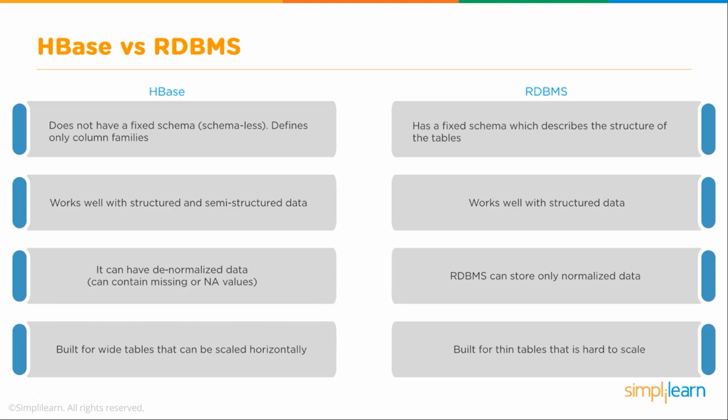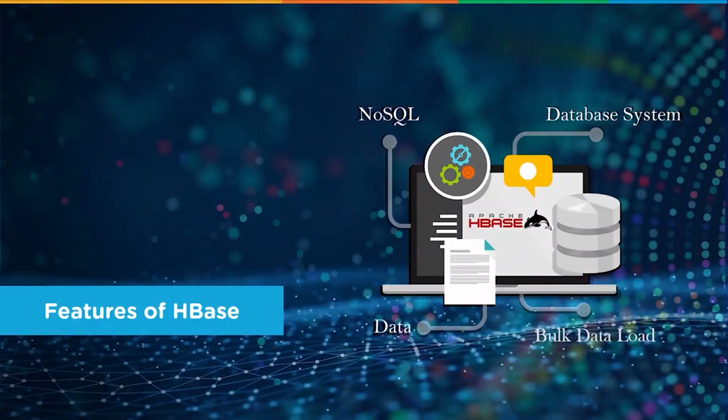So with an RDBMS, it's built for thin tables that are hard to scale. You don't want to store 1.4 million columns in your SQL. It's going to crash and it's going to be very hard to do searches. With the HBase, it only stores that data which is part of whatever row you're working on. Let's look at some of the features of the HBase.